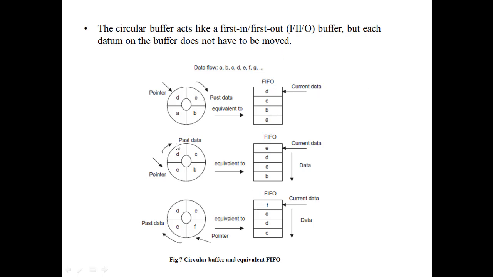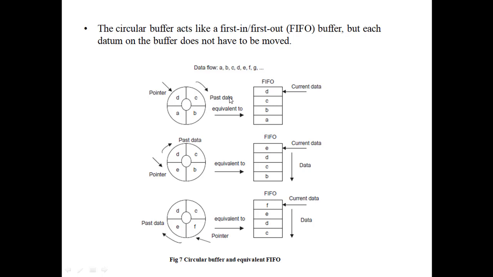Whereas in a circular buffer, we don't have to move each and every data down when a new sample comes. The data pointer itself is updated to the newest sample. Let me tell you how. We have A, B, C, D, E, F, G as the data flow. A here is the oldest sample, then new sample B, new sample C, and again a new sample comes, which is D here. Now the pointer is pointing to the newest data, which is D, whereas C, B, A are all past data.